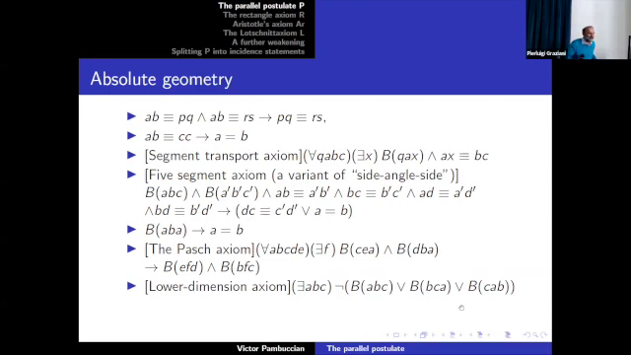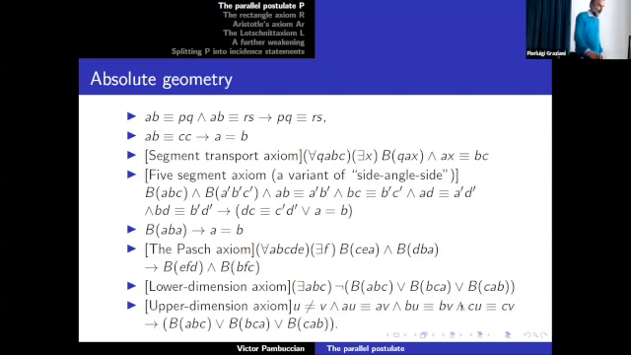Thank you very much. So, lower dimension axiom just means that there are 3 non-collinear points. Upper dimension axiom means that if you have 2 points, let's do that. Perhaps I'm better now with getting rid of it. So, annotate. Okay, let's see now. I'm doing this by hand.